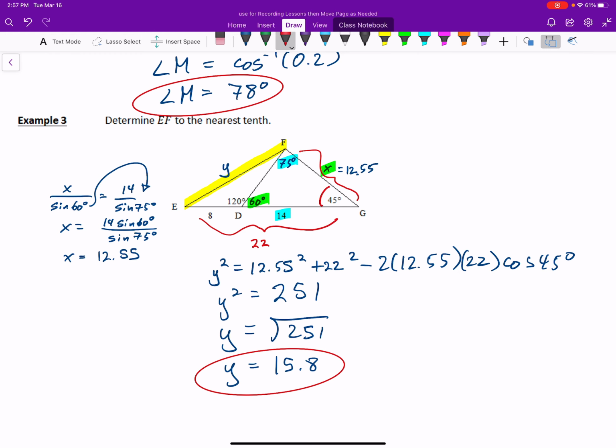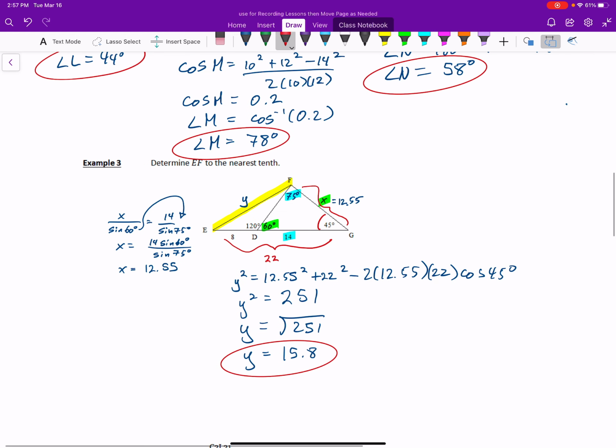So there you have it. Know the formulas for cosine law. Just get familiar with putting your values in the correct place, and definitely following order of operations when you do cosine law.